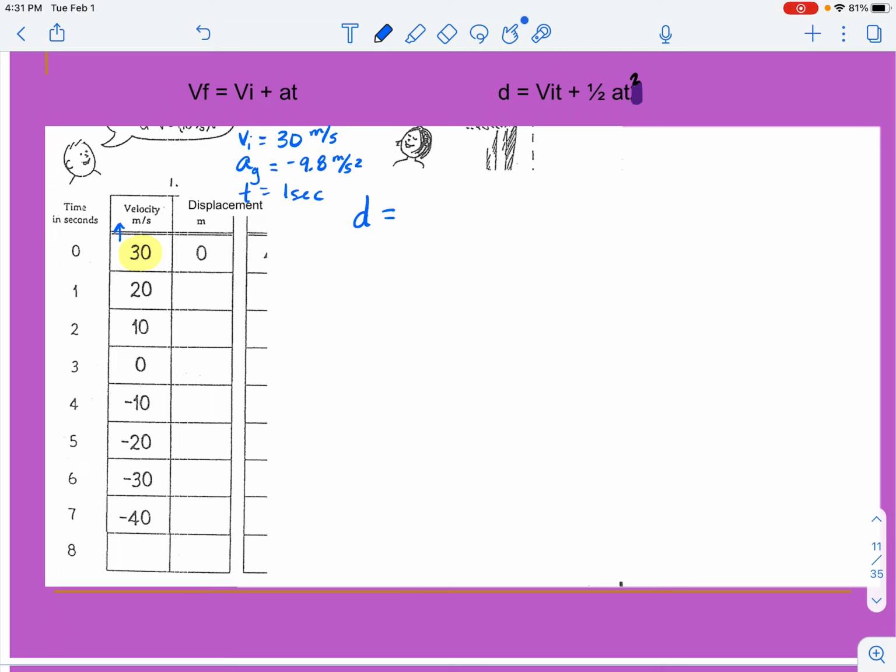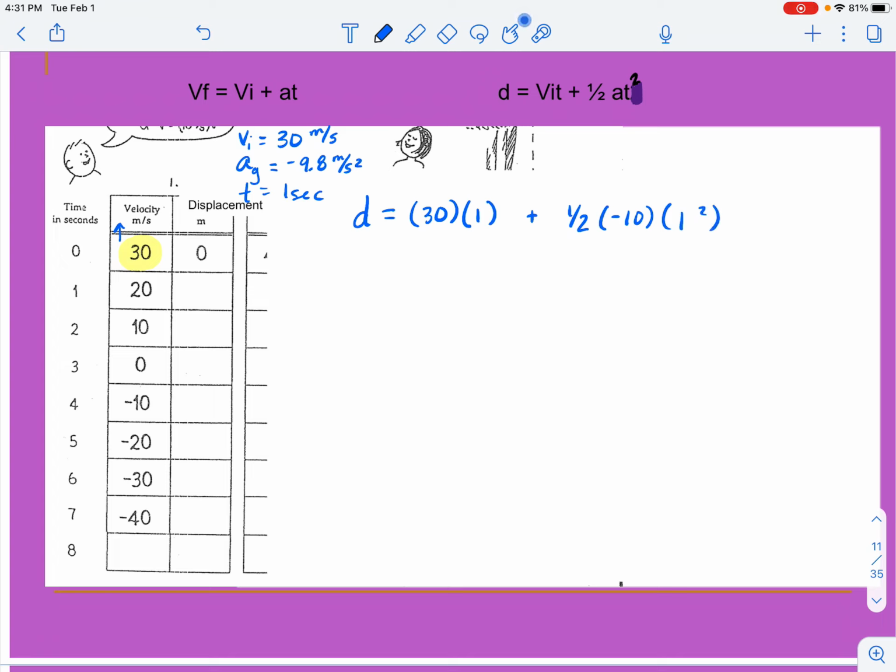So we have d equals v_i t plus 1/2 a t squared. So I'm going to put my v_i of 30. I'm going to put my time of 1 second plus 1/2. Now, I don't want to mess with decimals here. I want these numbers to be real nice and neat so that you can clearly see the pattern. So I'm going to go ahead and choose to round our 9.8 to 10 for right now. So we're going to say times acceleration due to gravity, we'll use a negative 10, and then times my time squared.